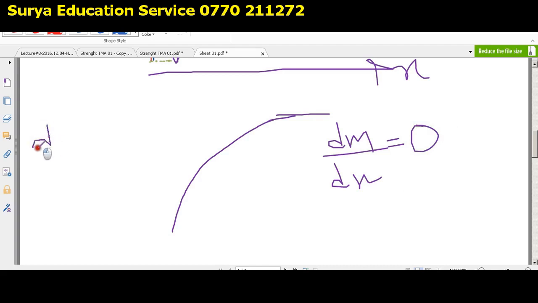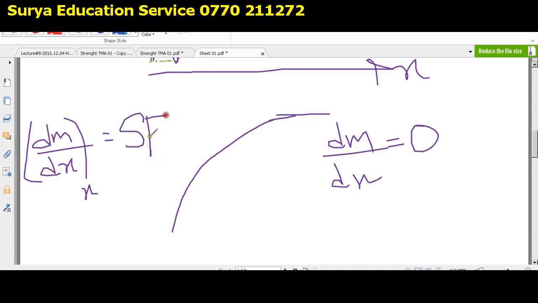Actually, the slope or the derivative of bending moment at a particular x point is the same as the intensity of the shear force at that particular point, right? So dM by dx, the first derivative of the bending moment with respect to the distance, equals the intensity of the shear force at the particular section. Okay, so that is the basics.